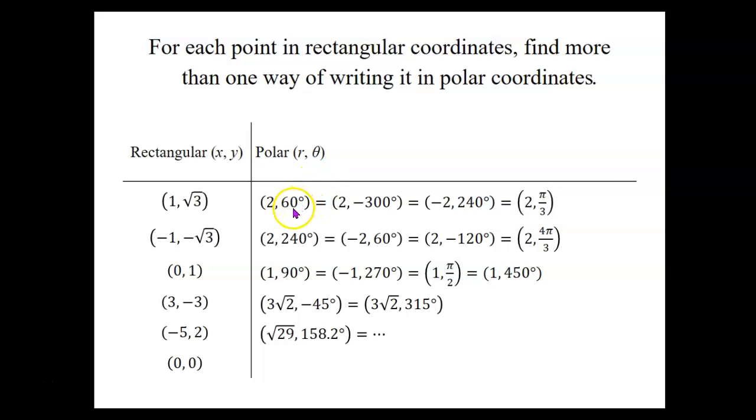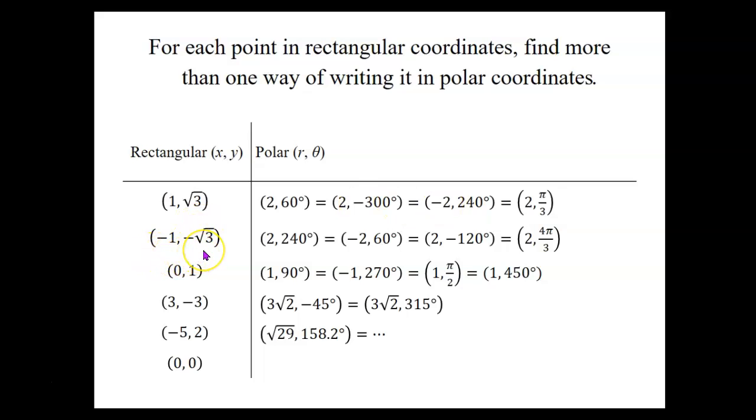But we could also take that angle and add or subtract 360 from it if we're in degrees, or 2 pi if we're in radians. Or we could make the 2 into a -2 and just add or subtract 180 degrees, or pi radians. So that's what I've done here. (2, 60 degrees) is the same as (-2, 240 degrees).